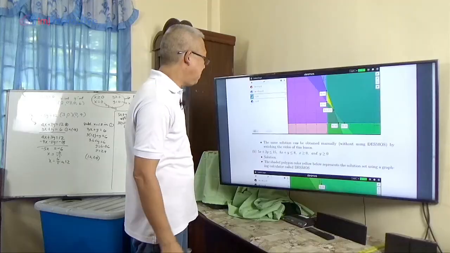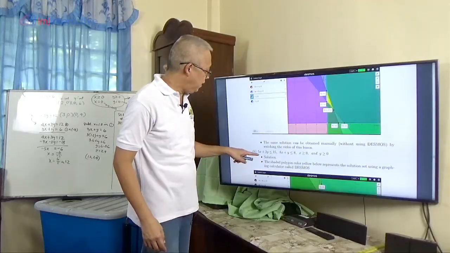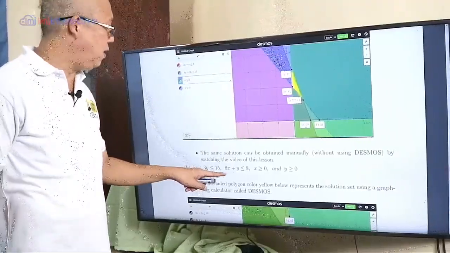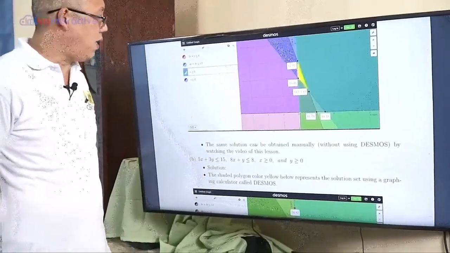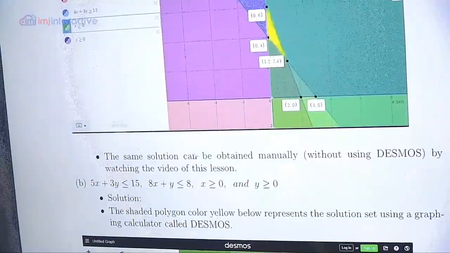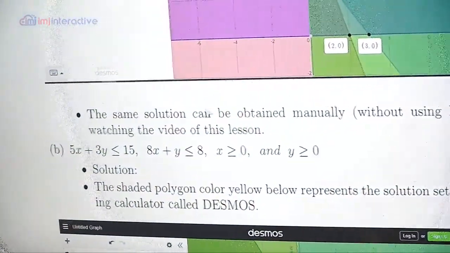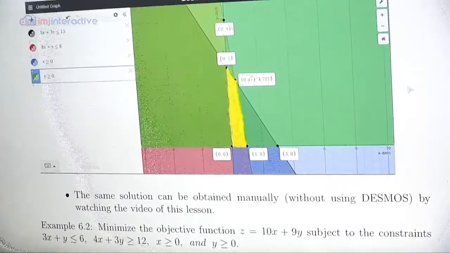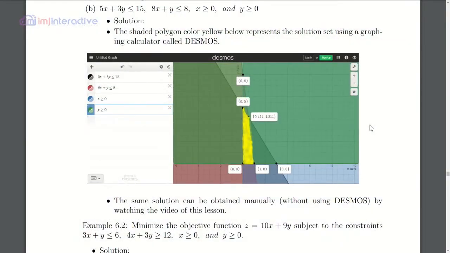Let's take the second example. The second example here is: find the shaded region. 5x plus 3y is less than or equal to 15. 8x plus y is less than or equal to 8. Again, our main concern is just the first quadrant. So let us do that manually. Let's do it manually. So here is the manual solution.